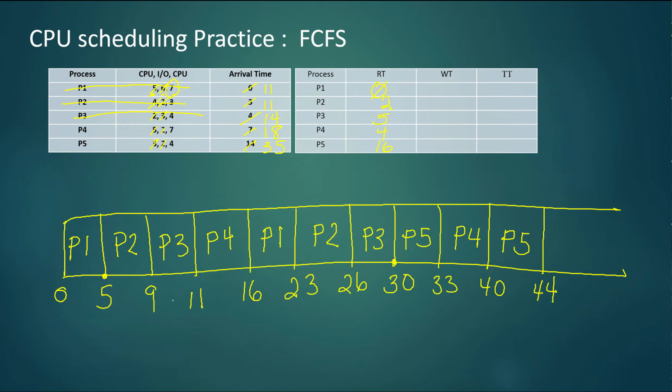And for the turnaround time, you take the last entry, which here is P1, ended at time 23. That's when P1 is done. And you subtract the arrival time, which was time 0. So the total time that P1 was active in the system was 23 time units.